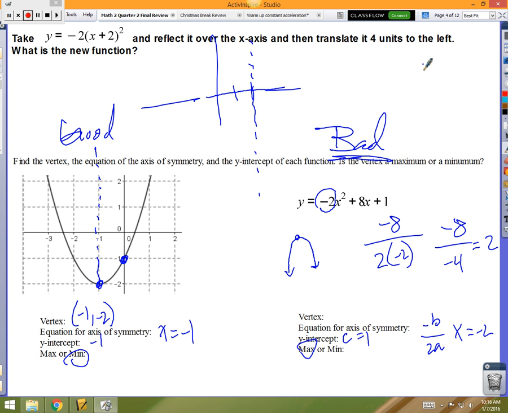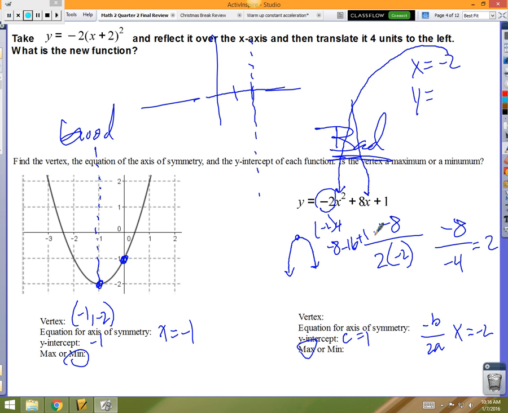Now the vertex is just some x and some y. But you know the x is negative 2. Now we got to figure out what the y is. So if you want to find the y, you need to take this value and substitute it in for your x's. So if you put a negative 2 in both those x's, first you got to do x squared. So negative 2 times negative 2, that's a positive 4. And a positive 4 times a negative 2, that's a negative 8. 8 times a negative 2 is a negative 16. And then plus 1.